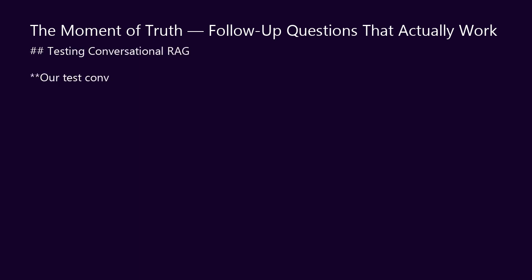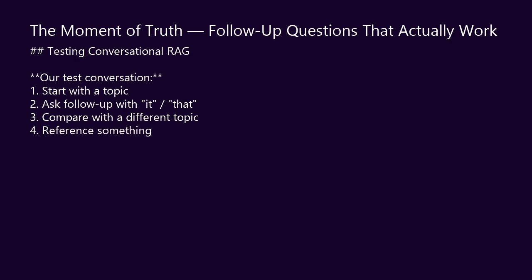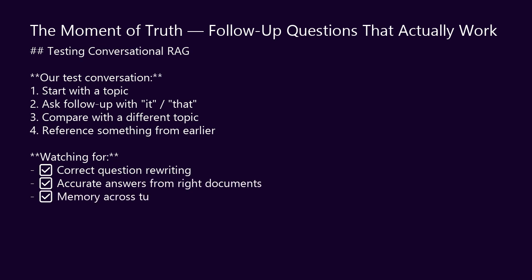Let's test this with a multi-turn conversation. I'll start with a question, then ask follow-ups that use pronouns and references to previous answers. The exact scenario that broke our basic RAG chain. Watch 2 things. First, the rewritten questions. See how the system transforms vague follow-ups into precise standalone questions. Second, the answers. They should be accurate and relevant, using the right context every time.